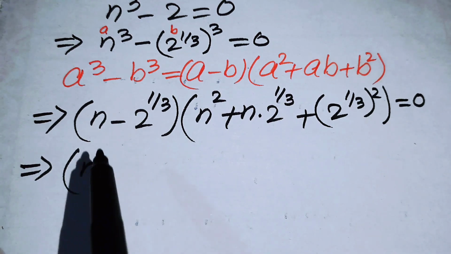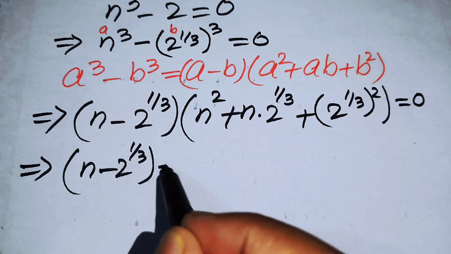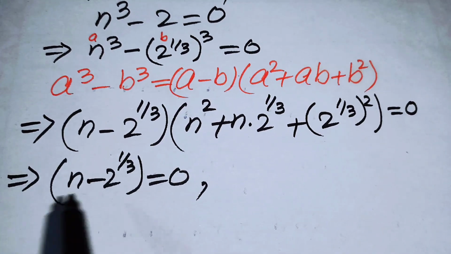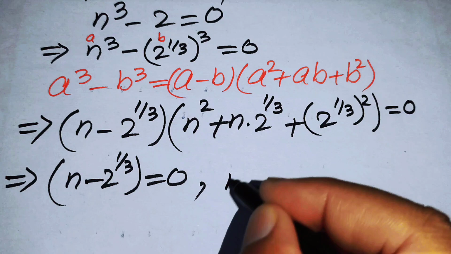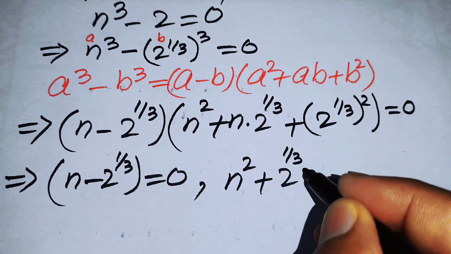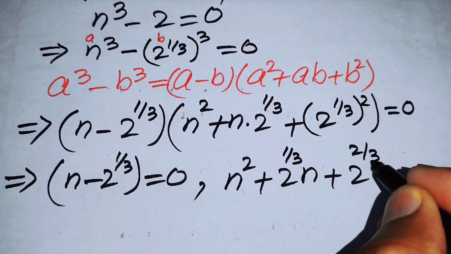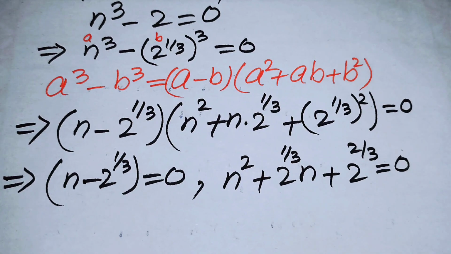So now we simplify this term. Here we have two cases. The first case is we take n minus 2 to the power of 1 over 3 equal to 0, and the other case is we take this term equal to 0: n square plus 2 to the power of 1 over 3 times n plus 2 to the power of 2 over 3 is equal to 0.